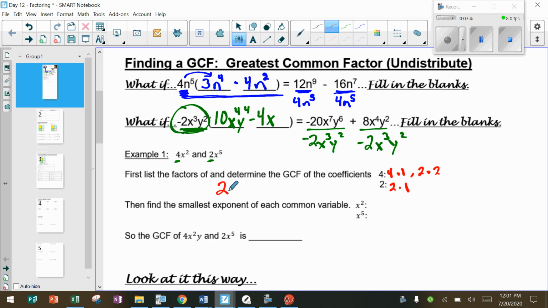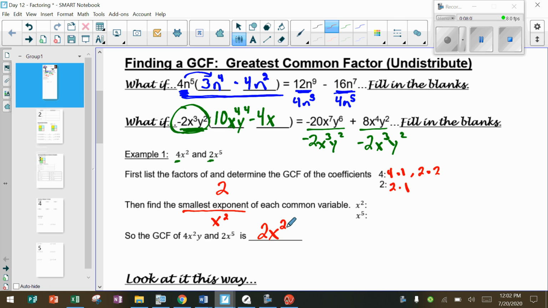When you're looking at the greatest common factor for variables, so both terms have the letter x, the variable x, you take the smallest exponent that's in common between the two variables. So it's x squared or x to the 5th. The smaller of the two is x to the 2nd. So our greatest common factor is 2x squared.